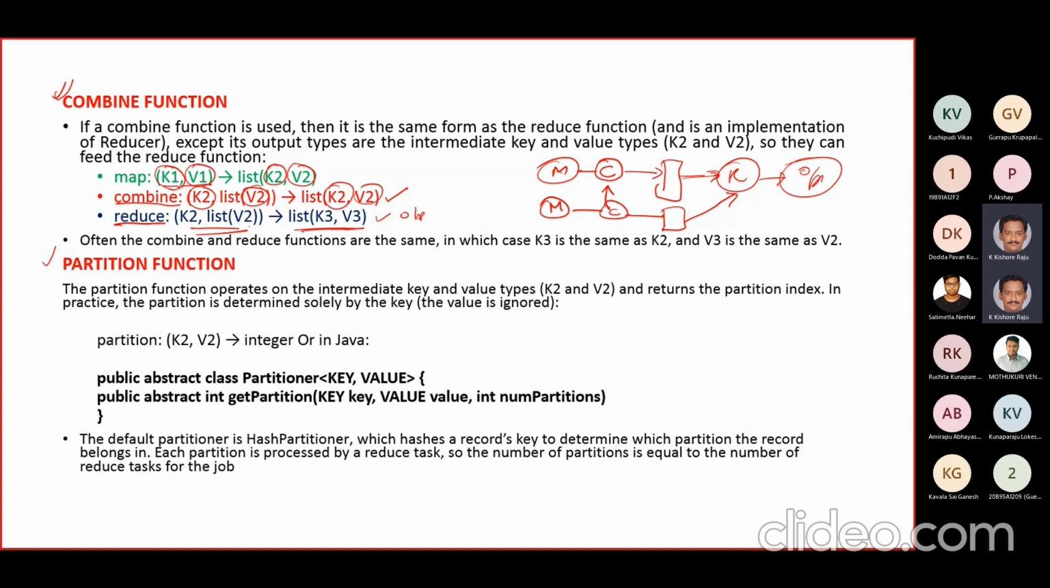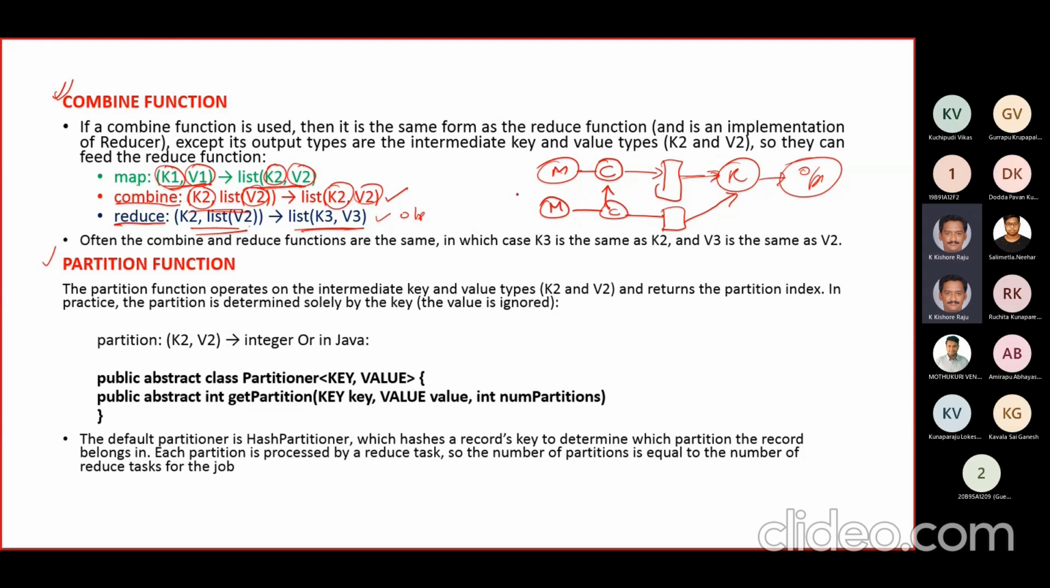Here also the mapper's input is key-value pairs and output is key-value pairs. Combiners are also key-value pairs in and key-value pairs out. Reducers are key-value pairs as well. So every module of MapReduce programming handles key-value pairs.